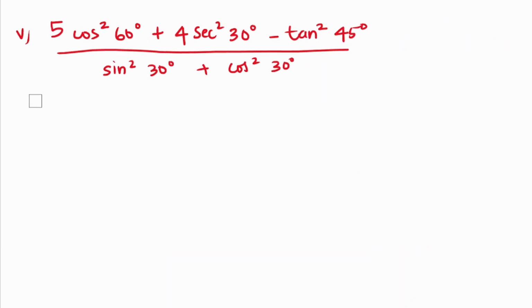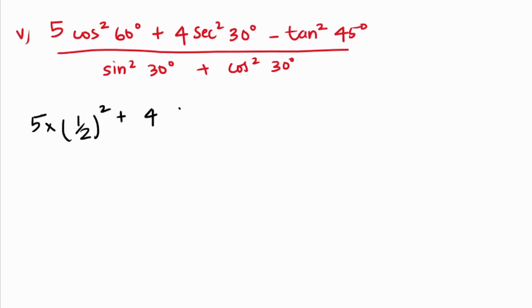Moving on to the next question, that is 5 cos square 60 degree plus 4 sec square 30 degree minus tan square 45 divided by sin square 30 degree plus cos square 30 degree. So first let us write the values. 5 into cos square 60 degree. Cos 60 degree is 1 by 2, so 1 by 2 whole square plus 4 into sec 30 degree.